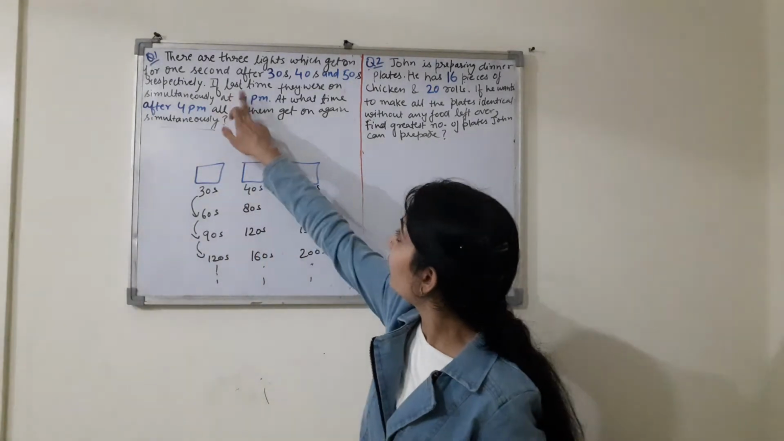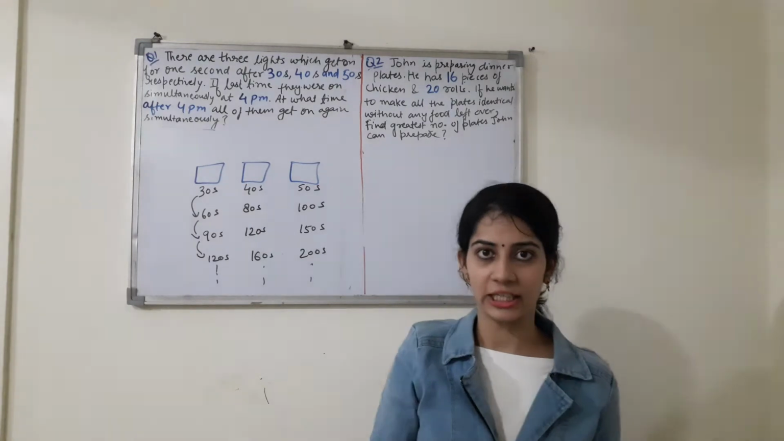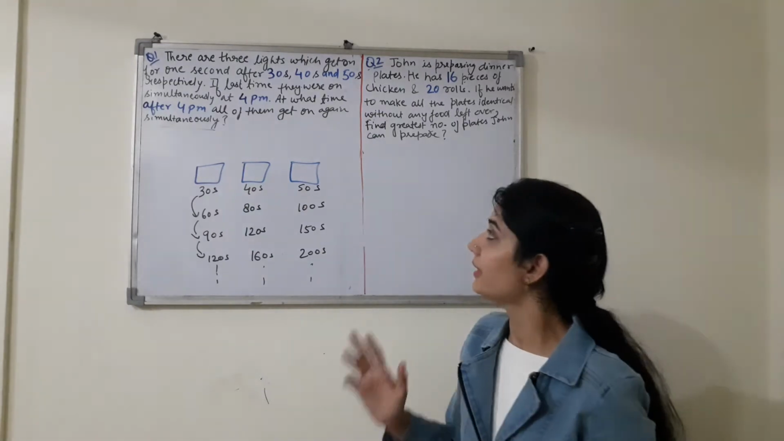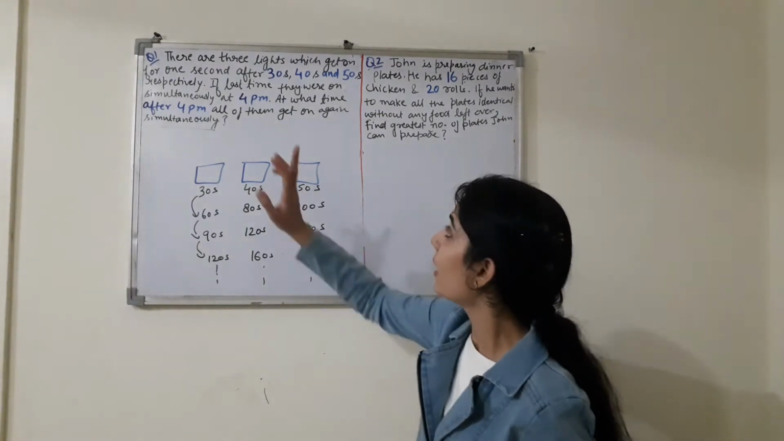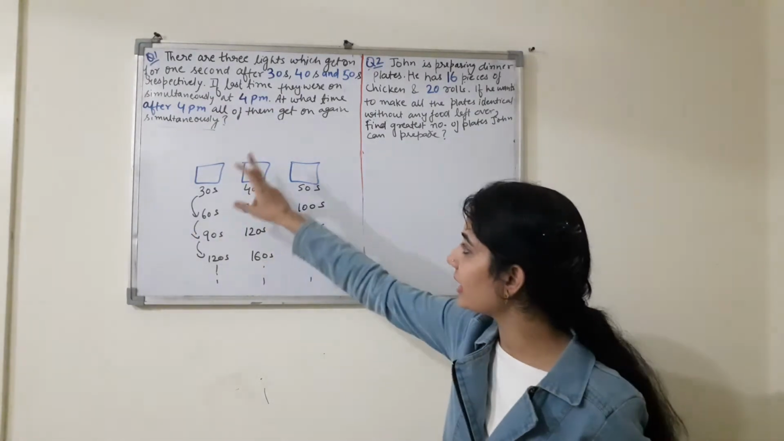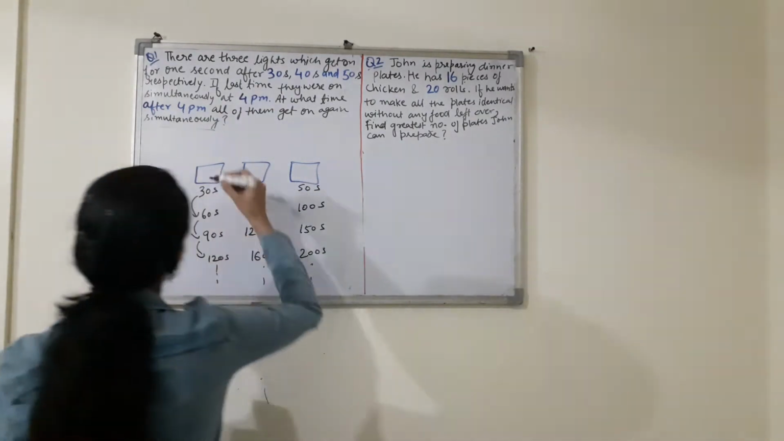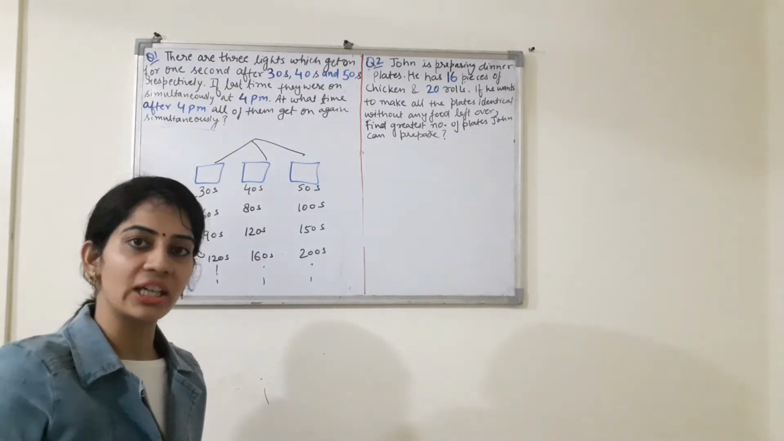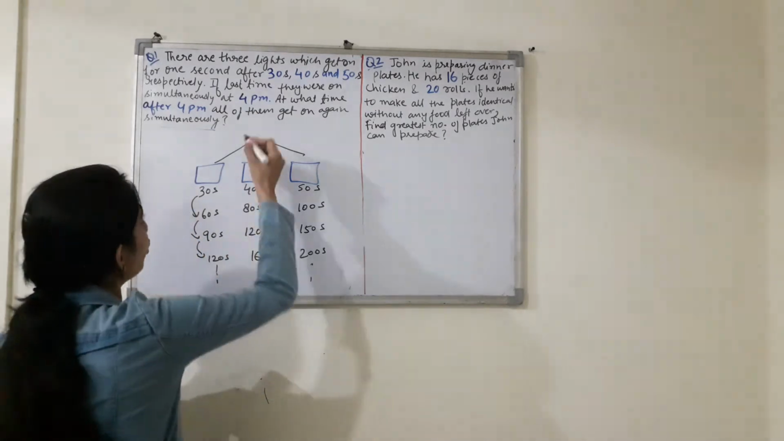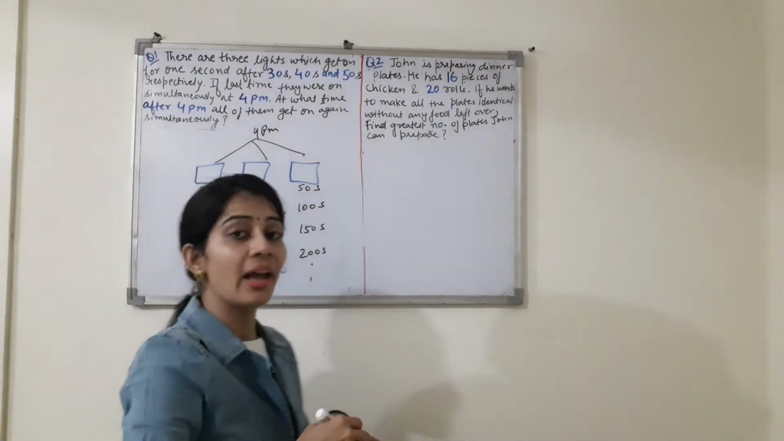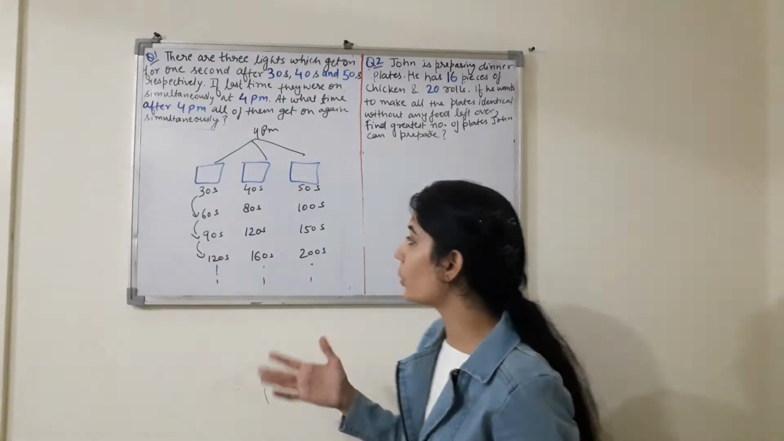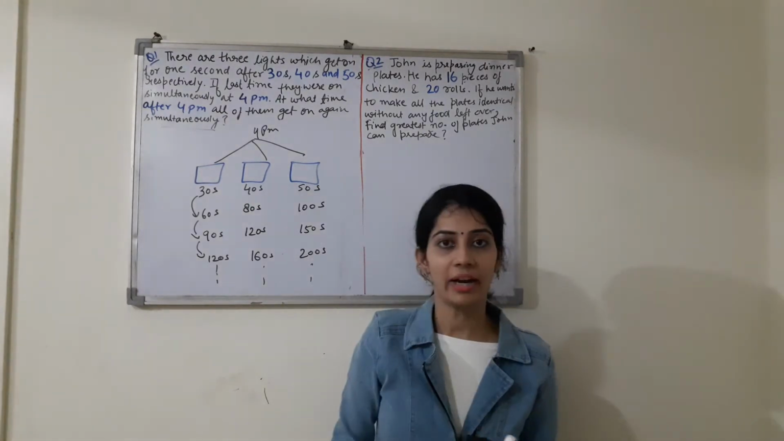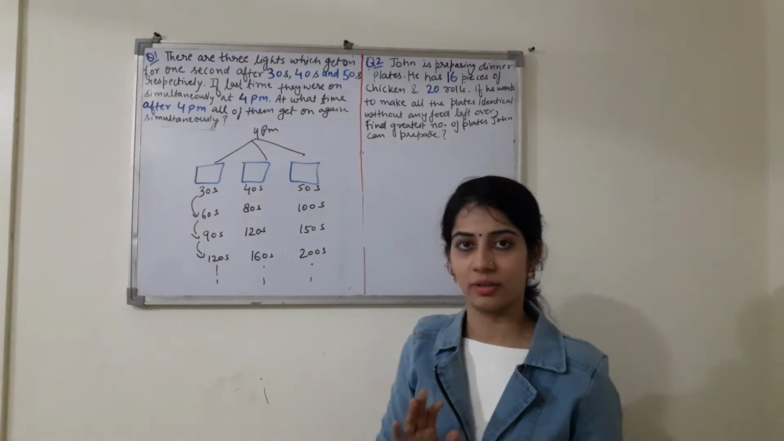And it is written that if the last time they were on simultaneously at 4 p.m., then at what time after 4 p.m. will all of them get on again simultaneously? It means the last time these three lights got on together was at 4 p.m. So you have to tell at what time next they will get on together, or simultaneously.